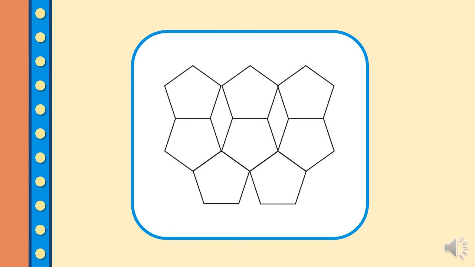Here's another shape. What shape do you see here? Well, I see most of the shapes have 5 sides. That would be a pentagon, but there are a couple strange shapes in the middle there. Do you see those diamonds? That means that pentagons aren't put together so that there are no gaps in between. So this would not be an example of a tessellation.